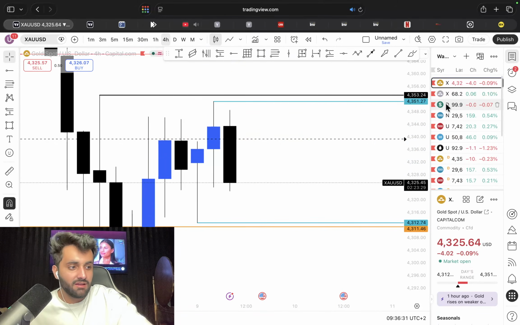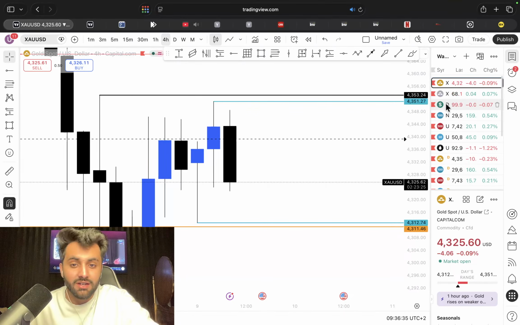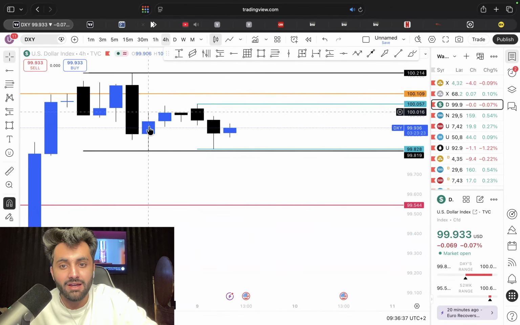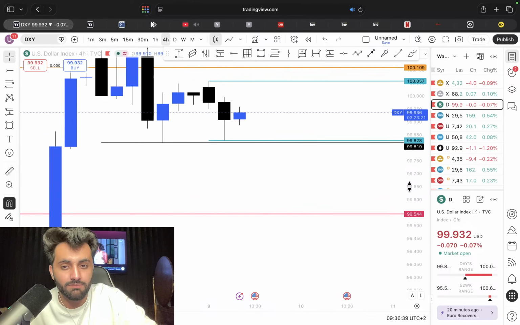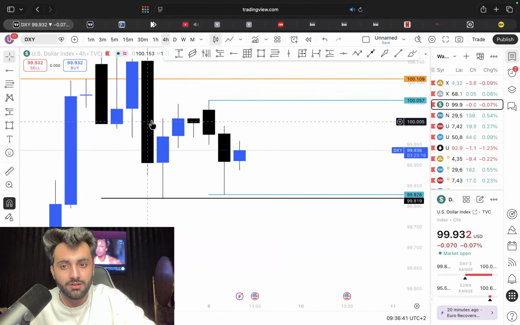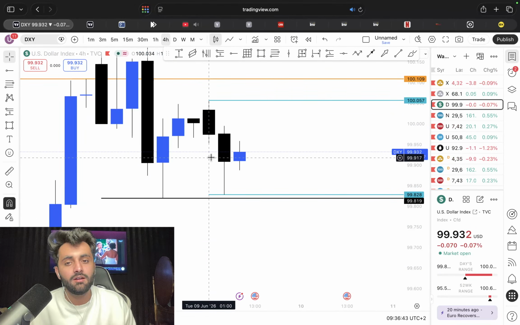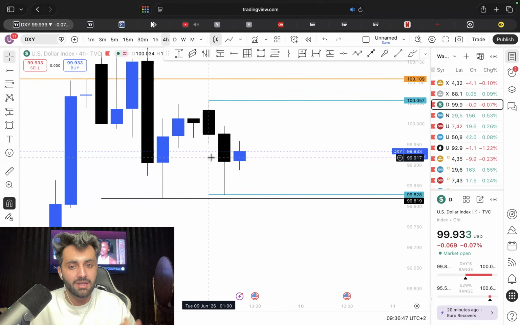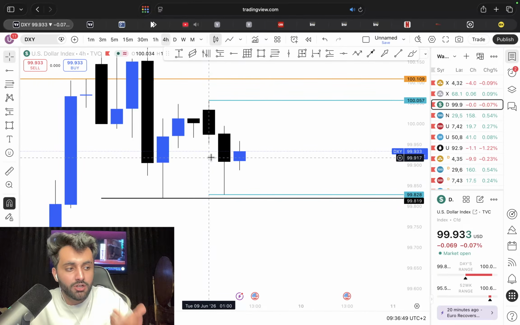On the other hand, if we look at the fundamental side of gold, DXY is also in a downtrend. It just shifted trends in a downtrend. So that kind of means that gold wants to go up. So we do have some bearish confluences, but we also have some bullish confluences.